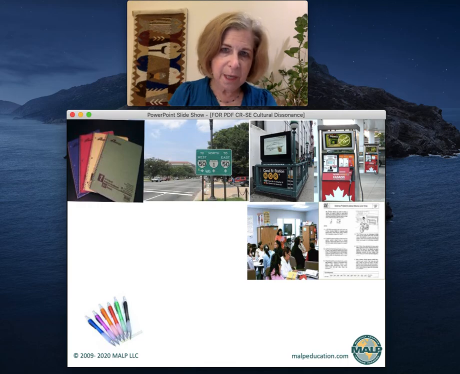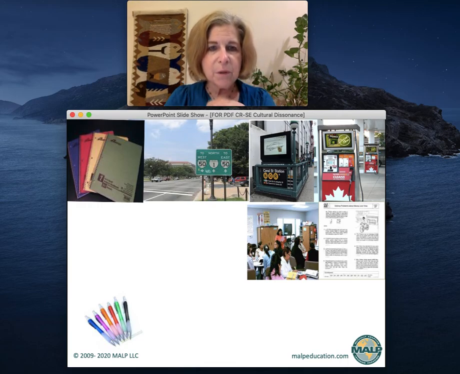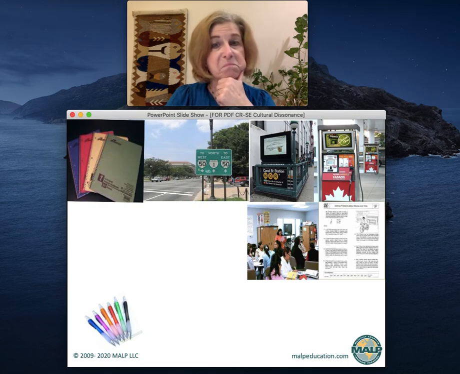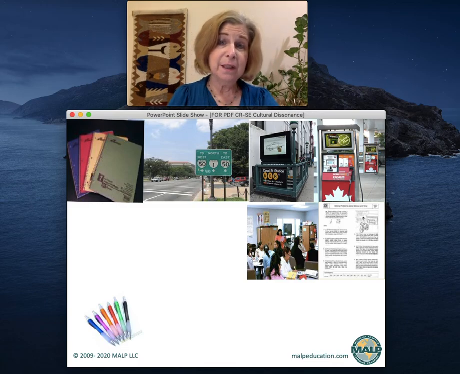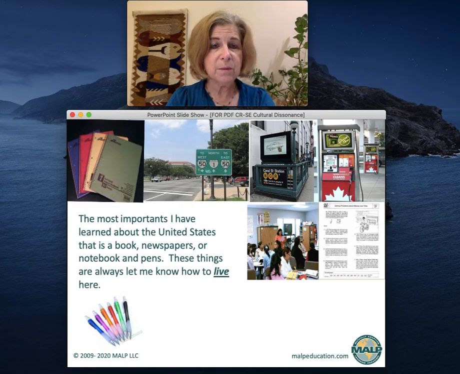All right, so take a look at these pictures, and what do you notice? Okay. You may notice the prevalence of literacy. If you're without literacy, you're not going to be doing very well in our society, even to take subways, to get gas, to find your way on the highway, etc., and certainly in school. So here's a quote from one of my students. The most importance I've learned about the United States, that is a book, newspapers, or notebook and pens. These things are always let me know how to live here.